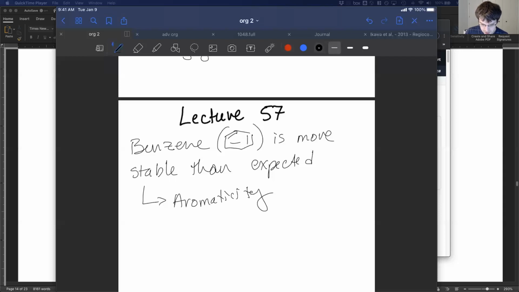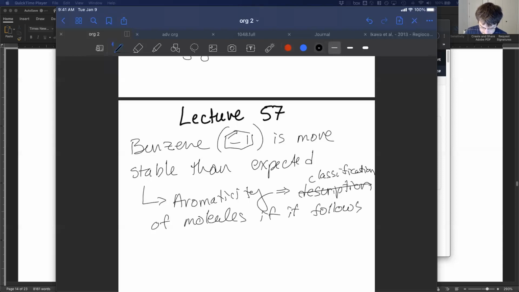So aromaticity is a description of molecules, or a classification mostly. Those are pretty similar. But you say a molecule has aromaticity if it follows a set of rules. We'll go over those in a second, but another term we could say is that benzene is aromatic.